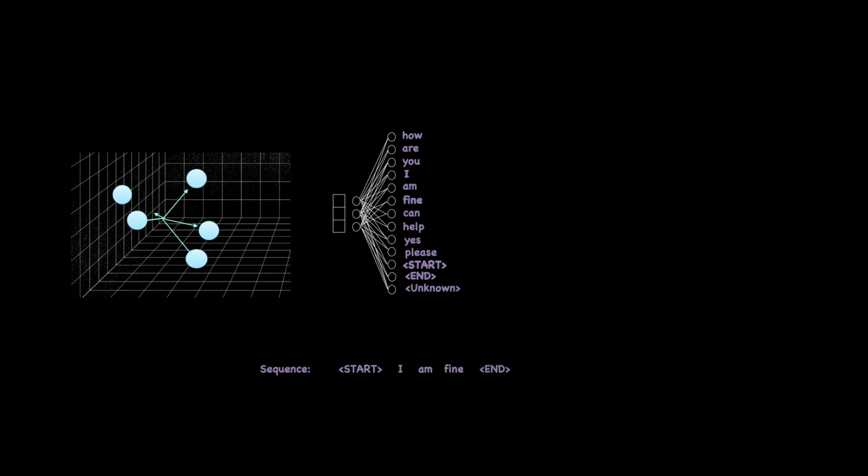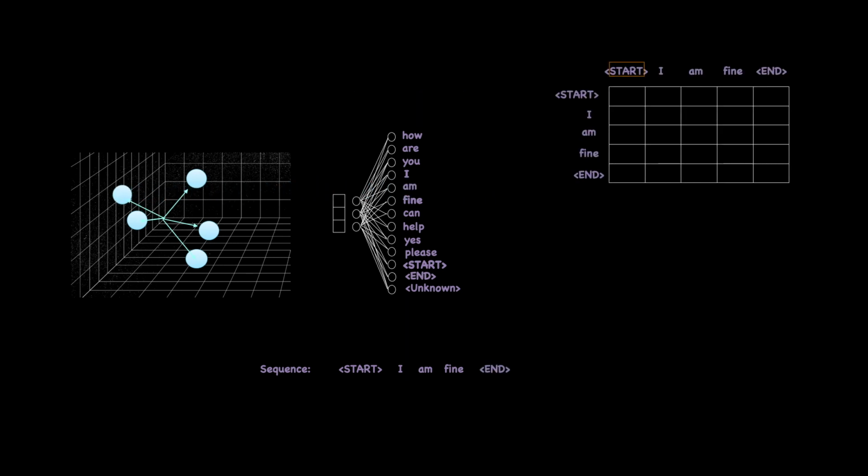We can construct a correlation matrix to capture information about the sequence generation process. We can say that the start token is predictive of the word I. That is, in our example, I will likely follow the start token. Similarly, the word I is predictive of the word M. The word M is predictive of the word fine. And the word fine is predictive of the end token. One implication of this matrix is that we can mask off the upper off-diagonal values so that we can focus on the forward predictive relationships.